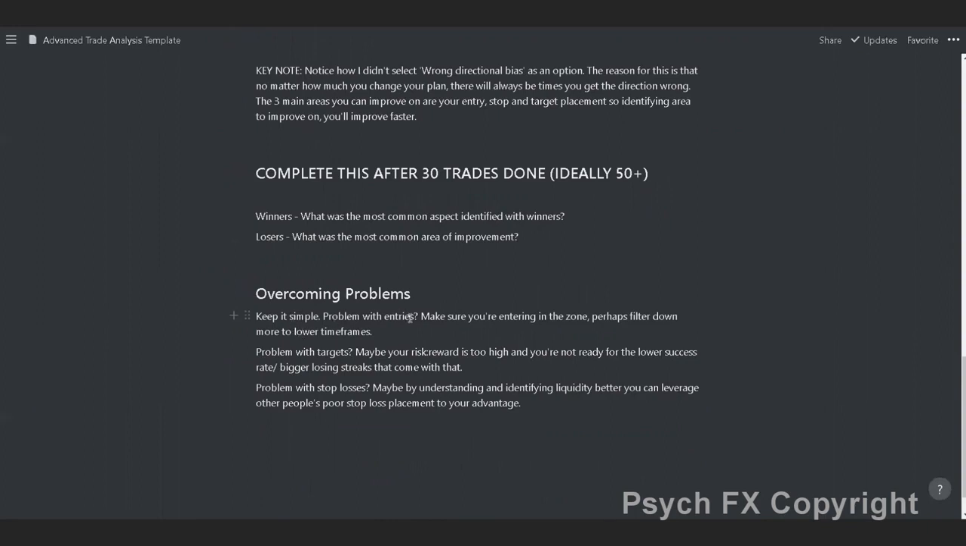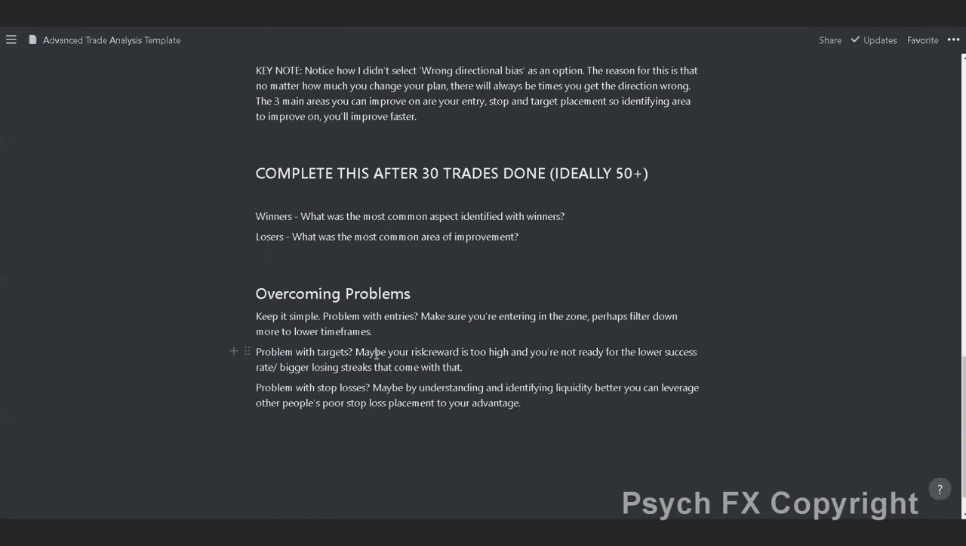And when we're overcoming these problems, remember just to keep it simple. If you've got a problem with your entries, well, make sure you're entering in the zone. If you're trading the strategy I teach in this course, which I'd imagine that you would be, perhaps filter down more to lower time frames, to get an even tighter entry and get a kind of zone within a zone entry. Maybe that's something that would make a huge difference.